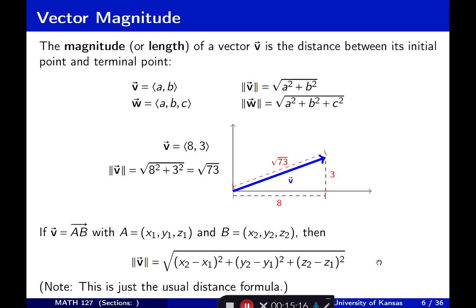And very similarly, it can be shown that two Pythagorean theorems will give you the magnitude of a three-dimensional vector. The first component, x2 minus x1, to the power 2, y2 minus y1 to the power 2 is the second component, then the third component to the power 2, and the square root of that. This formula is also called the distance formula, if you remember that.